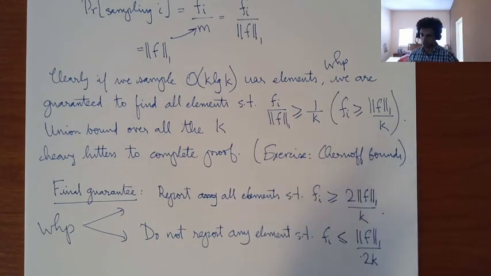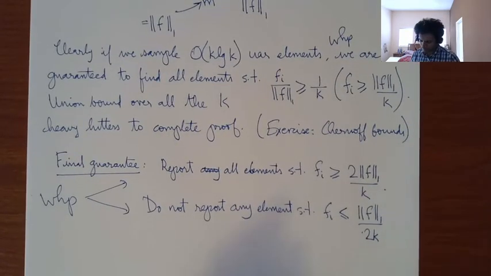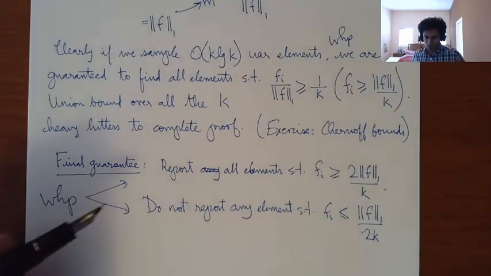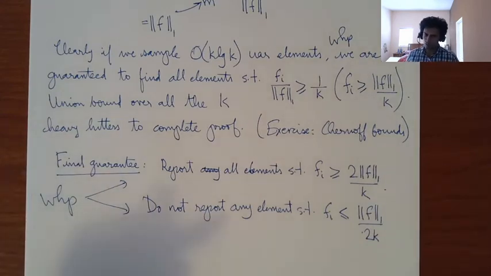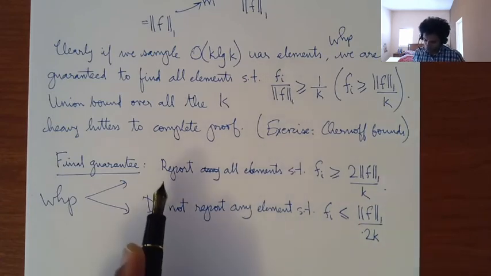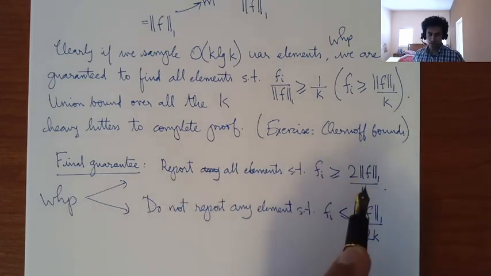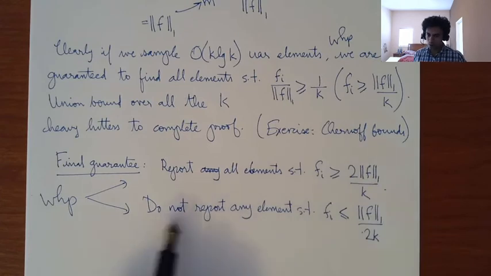So does that sort of answer your question? Yeah, exactly. And this is again sort of like precision and recall, right? Because you have this two-sided guarantee. So what this says is you will report everything that is sufficiently interesting, and you will not report anything that is sufficiently uninteresting.